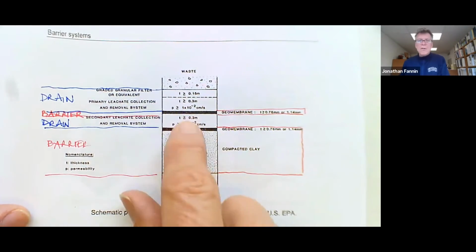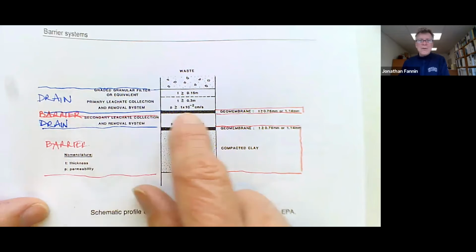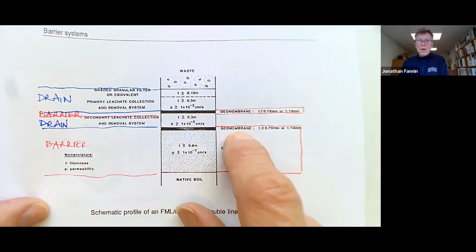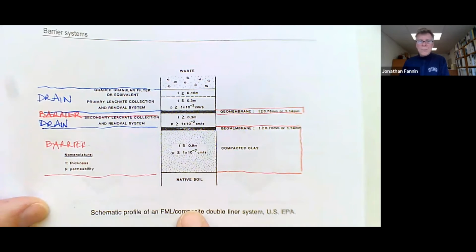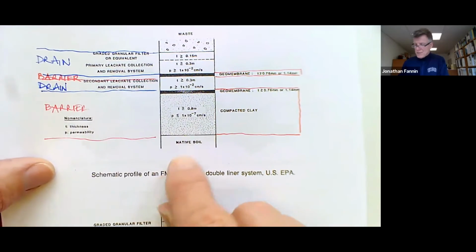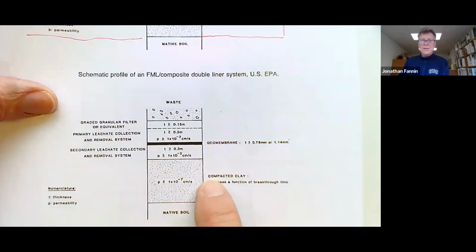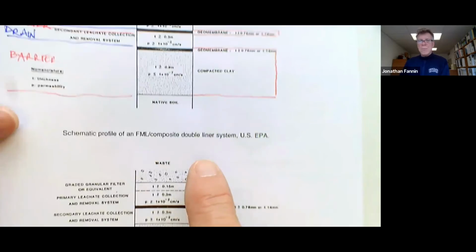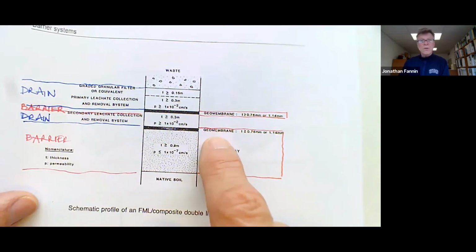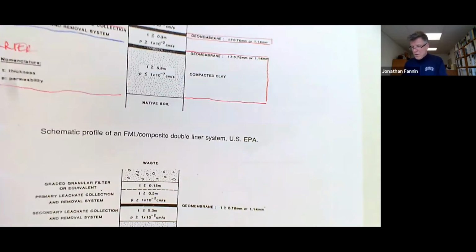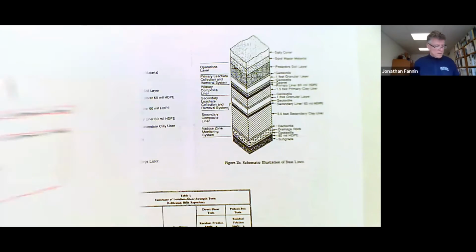And there may be a couple of ways of cutting the manner of the barriers. Here's the geomembrane, and then a so-called composite. FML is a flexible membrane liner, but this is a composite, and then this is not a composite. There's just the compacted clay here, no composite geomembrane. Here's the compacted clay with the composite geomembrane. So we accept there can be a couple of ways of doing this.